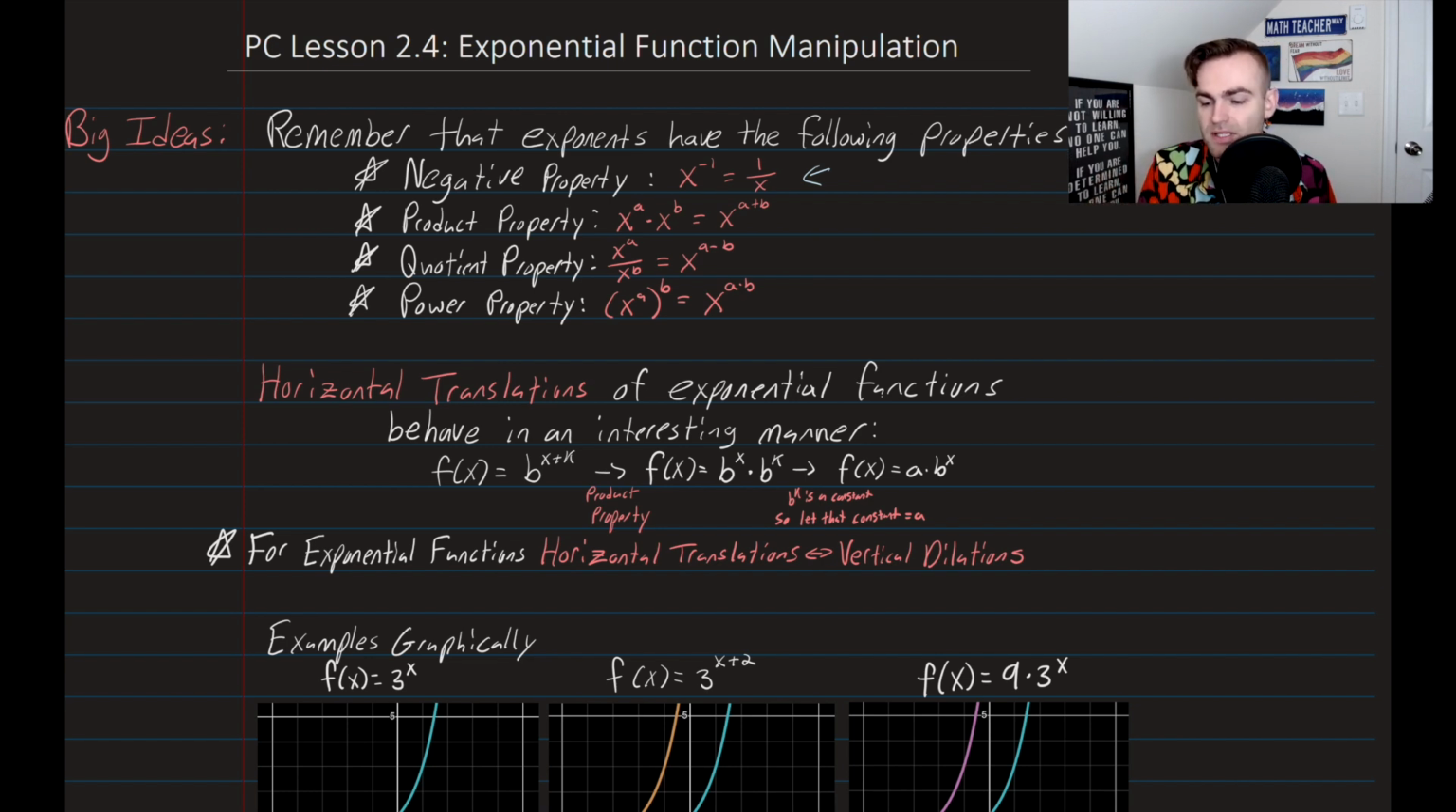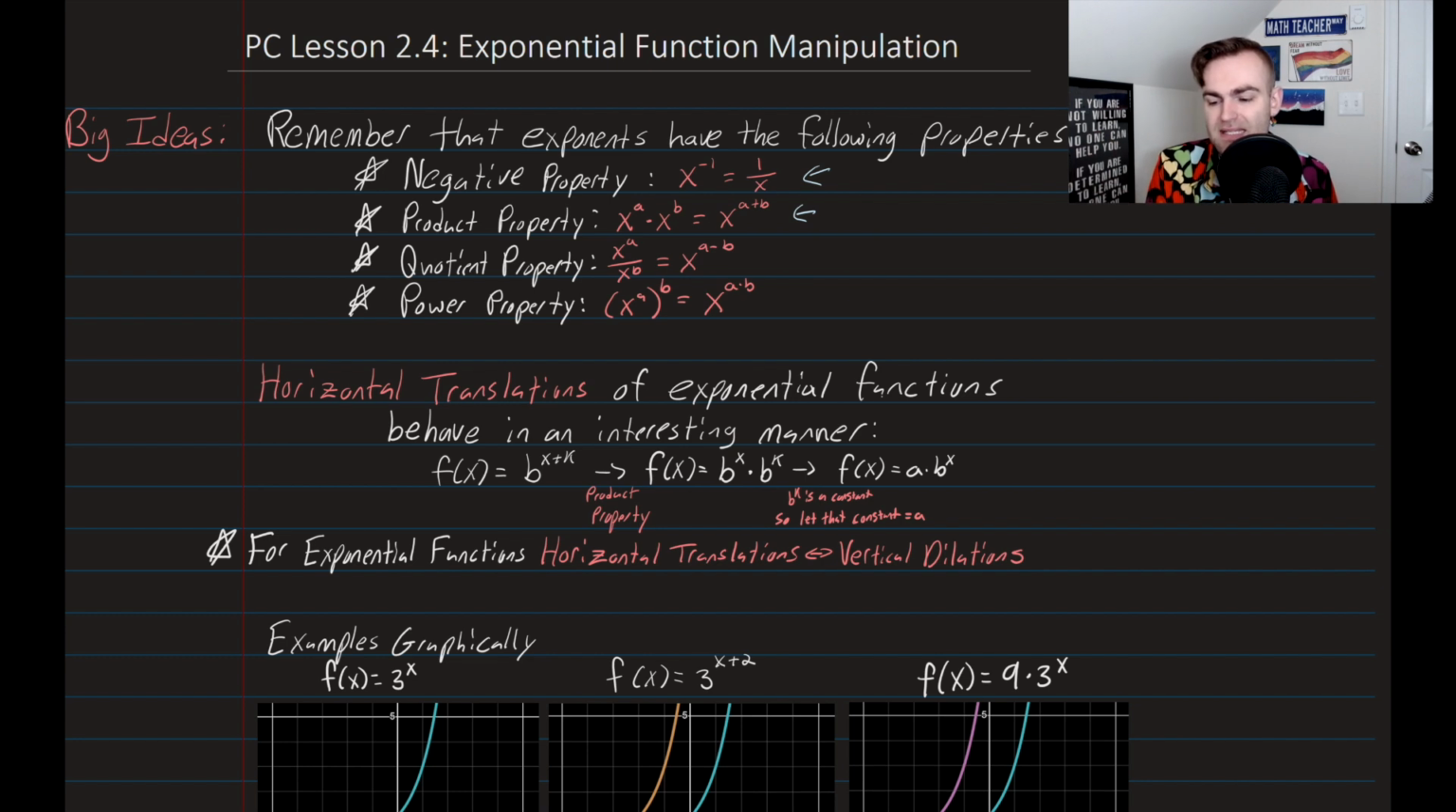The product property. The product property is where you have two like-based exponentials and you multiply them. When you do so, you can just add the exponents together. So 2 to the third times 2 to the second is equal to 2 to the fifth.